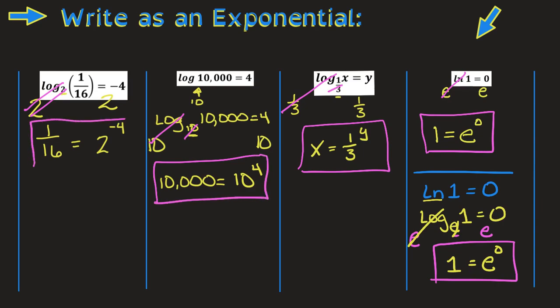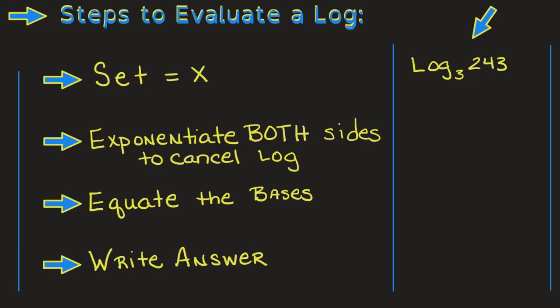Hopefully this all makes sense. If not, go back and rewatch it. Let's go over the steps to evaluate a log. The first step says that we need to set it equal to x. So let's go over to the right, and we're going to set this example equal to x.